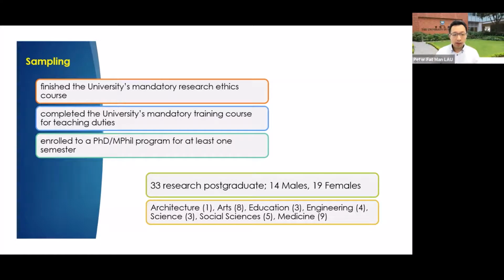The sample in this case study were research postgraduate students. There are 3 sampling criteria. The first is that they should have finished the university mandatory research ethics course. They should also have completed the mandatory training course for teaching duty. And they should have enrolled in the university for at least 1 semester. Finally, 33 postgraduate students participated, from 7 different faculties, namely architecture, arts, education, engineering, science, social science, and medicine.